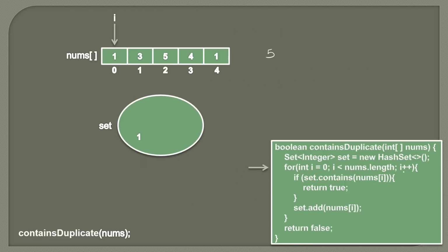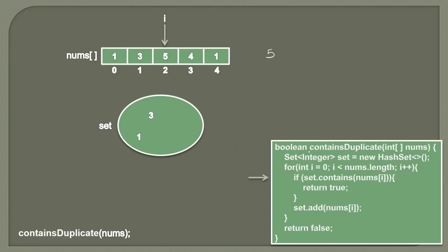Now we increment i, so i becomes 1. 1 is less than 5. We check whether value 3 is present in the set or not. So set.contains returns false because 3 is not present. So we simply add 3 into the set. We increment i, so i becomes 2 and 2 is less than 5. So this for loop will execute.